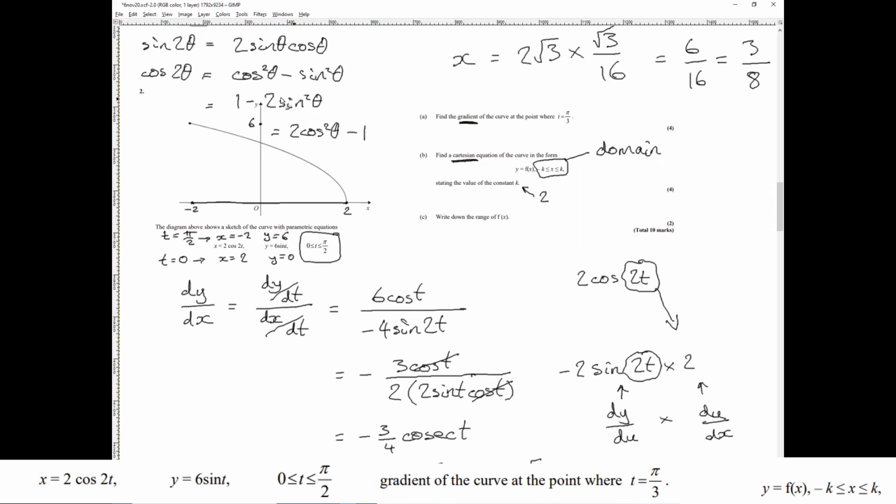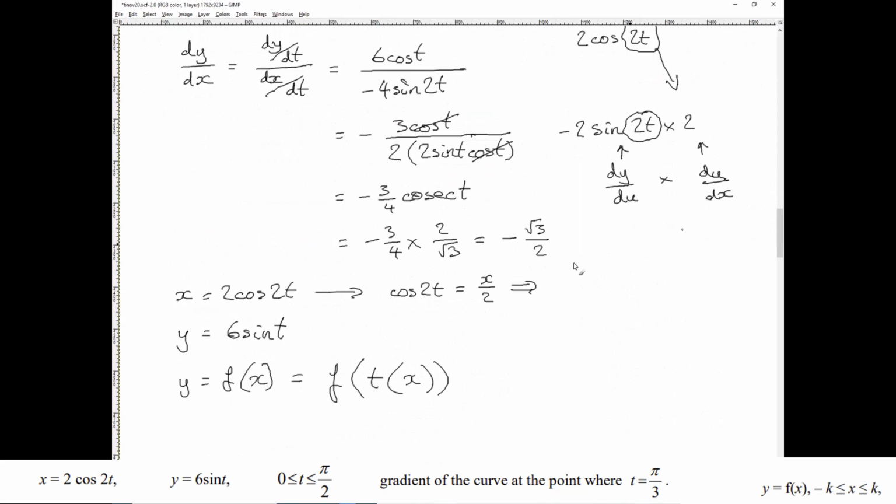Oh wait. Actually, I've changed my mind, because the other one was in terms of sine only, wasn't it? Yeah. So let's use 1 minus 2 sine squared. So cos 2t equals 1 minus 2 sine squared of t. Equals x over 2.